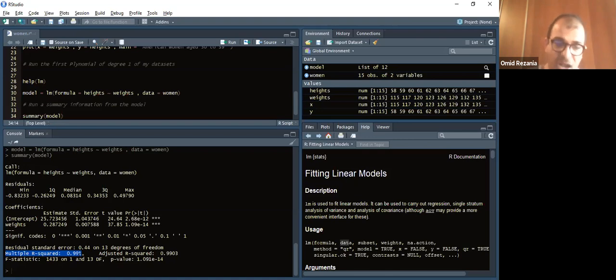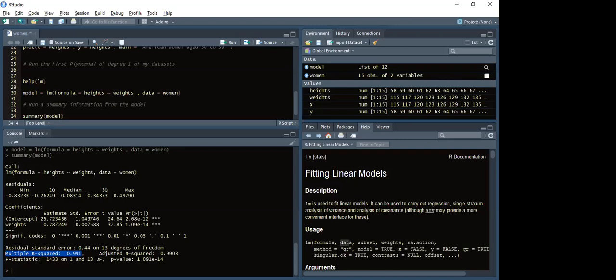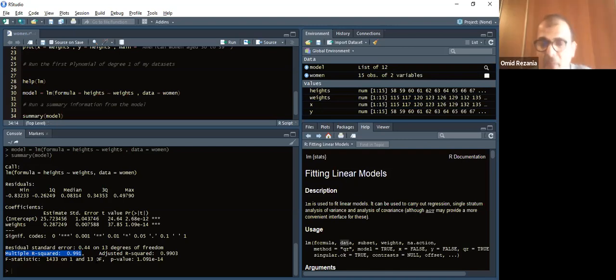Multiple R squared, how much is that? It is 0.991. How much percent is that? You multiply that by 100, then it means 99.1%, correct? Yes. It means what? It means that the model which you have created has been able to capture almost 99% variation.